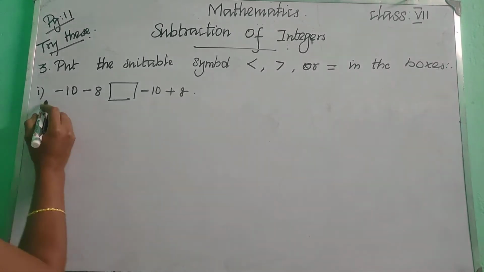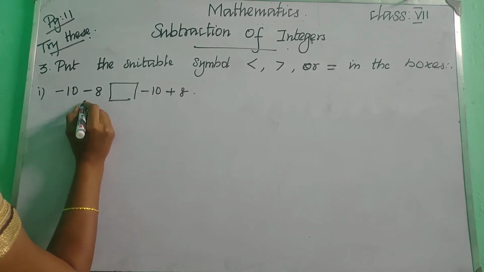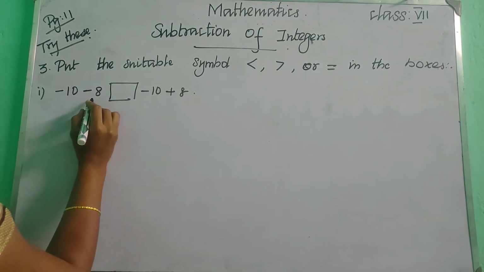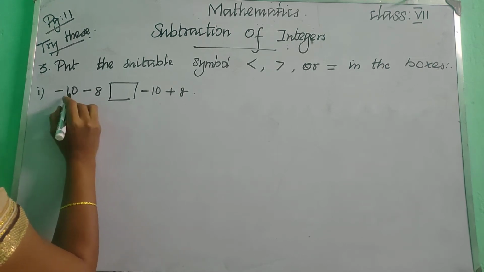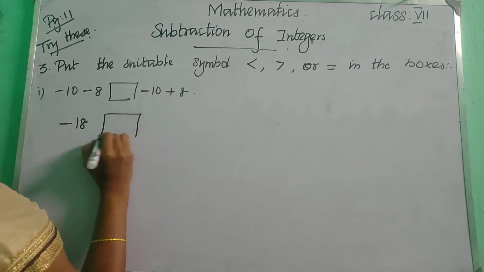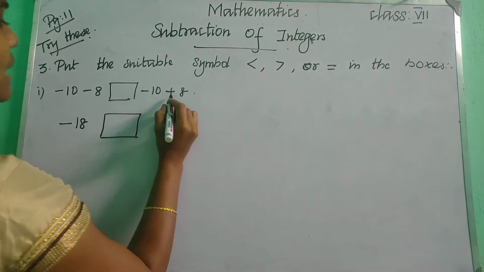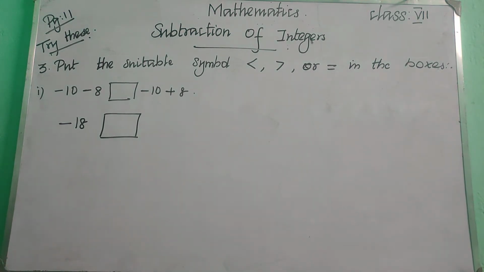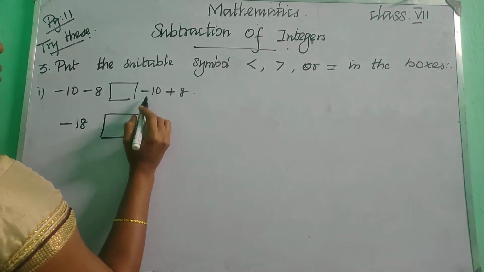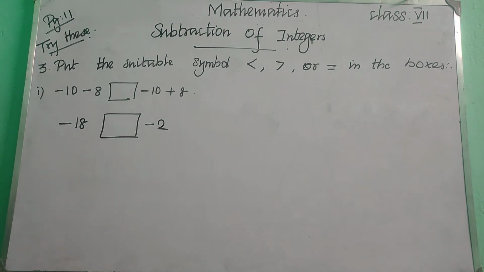So minus 10 minus 8, what will you get? So we are having same signs, right? So we need to add and put the same sign. So 10 plus 8, 18. So minus 18. And minus 10 plus 8, we are having different signs, so we need to subtract and put the greater number's sign. So 10 minus 8, 2. The greater number is 10, so minus, so minus 2. So which is greater now?